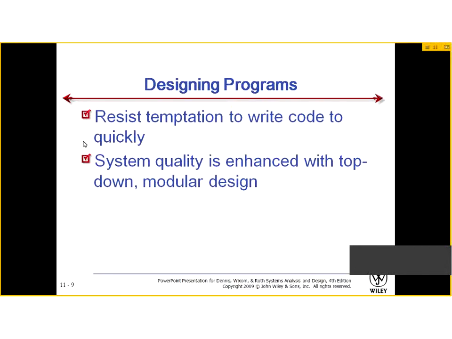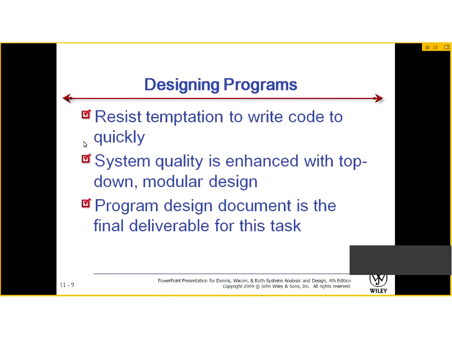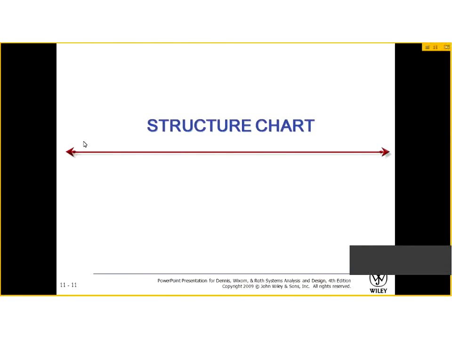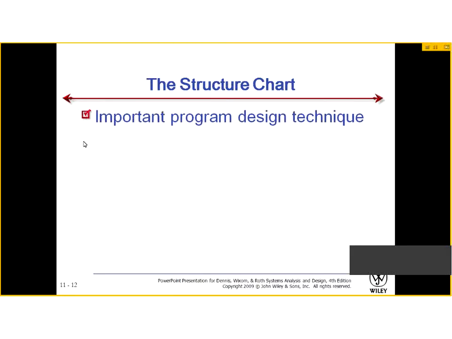Then when you are designing programs, there are certain things which you have to follow. First of all, resist the temptation to write code too quickly. System quality is enhanced with a top-down modular approach, and the program design document is the final deliverable of this task. I gave you an example of the top-down modular approach: first you look at the big picture and then you start exploring it further and add more and more details as you move to the lower levels.